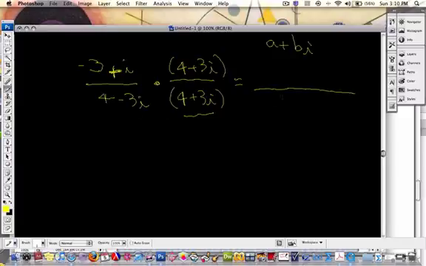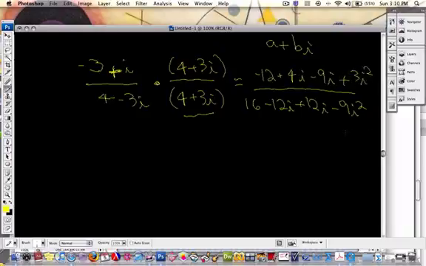So I'm going to FOIL the denominator first. So 4 times 4 is 16, minus 12i, plus 12i. I'll go ahead and write this out. Minus 12i, plus 12i, minus 9i squared. And then we'll FOIL the numerator, negative 12 plus 4i, minus 9i, plus 3i squared.